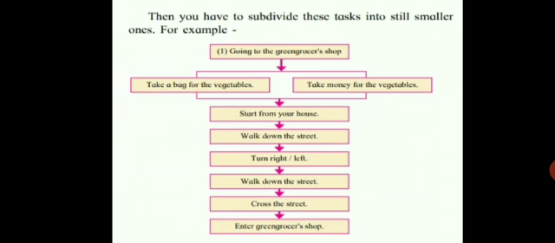Then you have to subdivide this task into still smaller ones. For example, going to the greengrocer shop: take a bag for the vegetables, take money for the vegetables, start from your house, walk down the street, turn right or left, walk down the street, cross the street, enter the greengrocer shop. Each of these smaller tasks can again be divided further into even smaller ones. Try to do that, choosing any one of the above steps.